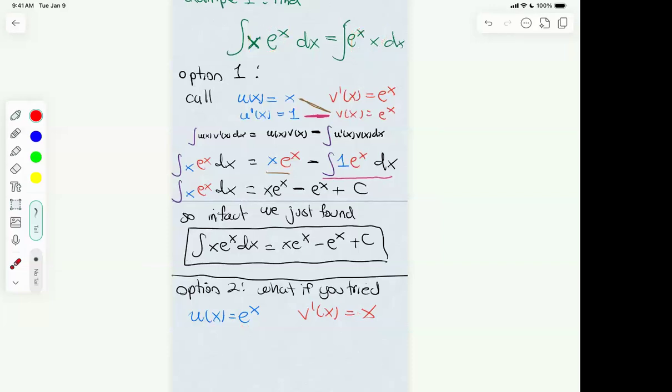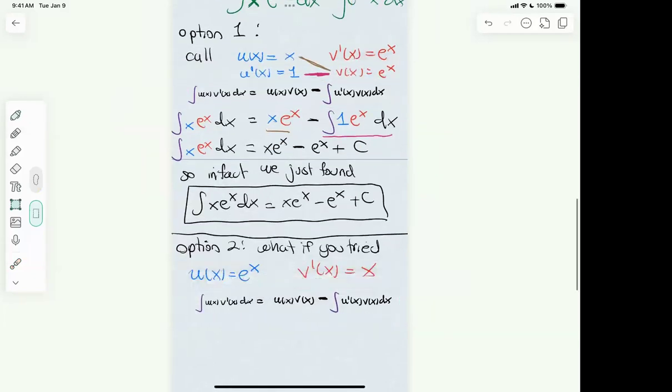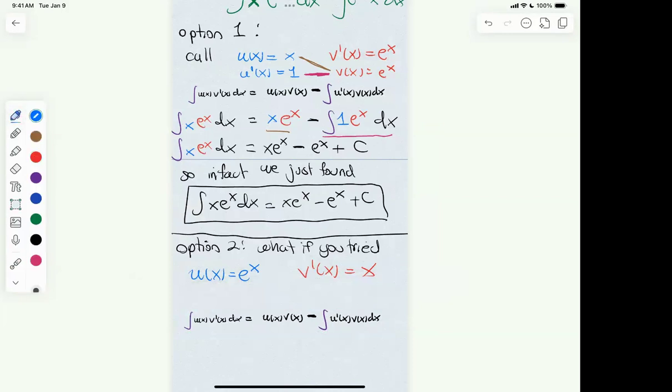So that's good, but what happens now if you try to apply the integration by parts formula? Let me copy paste it one more time here. Whenever you use the integration by parts formula, you also need the derivative of u, which is u prime. In this case, it's e to the x, and you need the antiderivative, so you need to integrate v prime, and so v is x squared over 2.